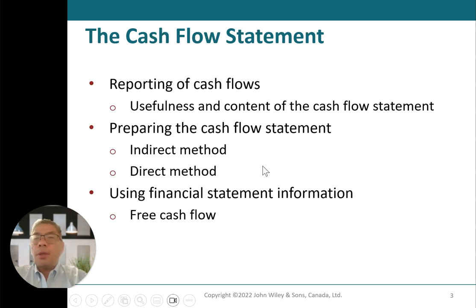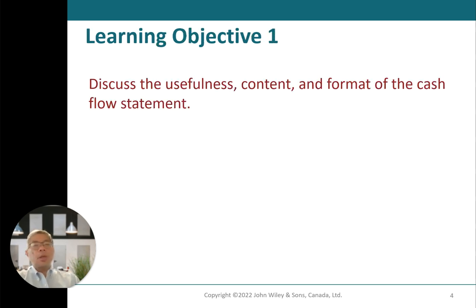The cash flow statement: reporting, usefulness and content of the cash flow statement. Preparing the cash flow statement using 2 methods, indirect and direct, and using the financial statement information for free cash flow. Let's jump in right away to learning objective number 1, which is the usefulness, content, and format of the cash flow statement.